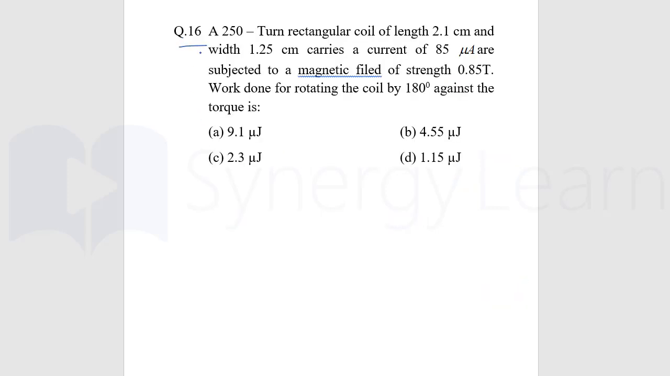In question number 16, a 250 turn rectangular coil, a coil having a large number of turns, 250, of length 2.1 centimeter and width 1.25, carries a current of 85 microampere, subject to a magnetic field of strength 0.85 Tesla. The work done for rotating the coil by 180 degrees against the torque is.